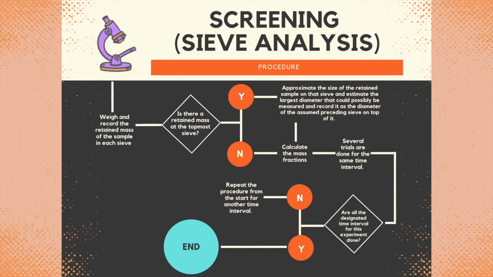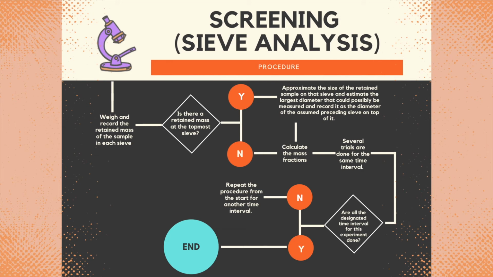If there is a retained mass at the topmost sieve, then proceed to approximate the size of the retained sample on that sieve and estimate the largest diameter that could possibly be measured, and record it as the diameter of the assumed preceding sieve on top of it. Then calculate the mass fractions.